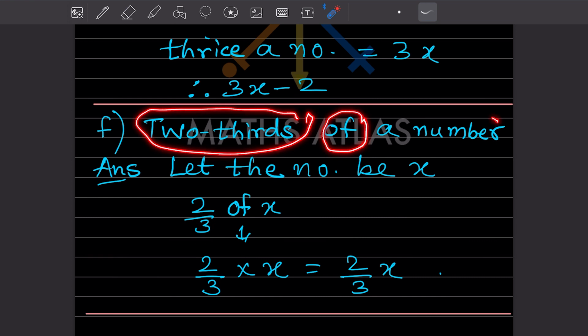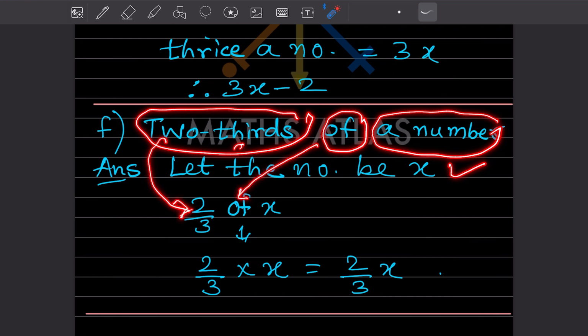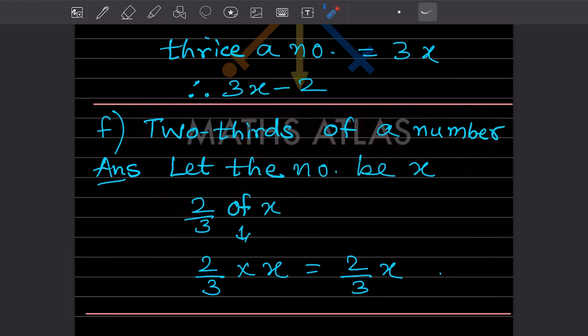Okay, so first let us write a number. Let the number be x. When we say 2/3 of a number, we will write 2/3 first, and the number we have considered as x. So now what are we going to do? Whenever we say "of", it means multiplication. Now this is x, so we can directly write it like this: 2/3 multiplied by x.